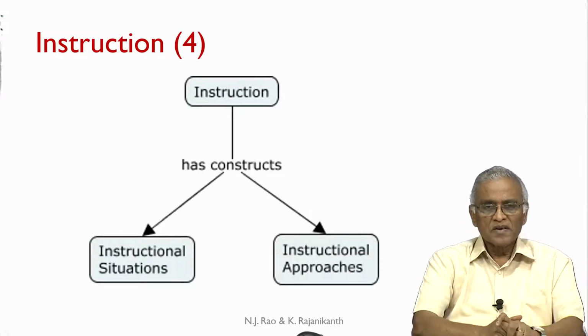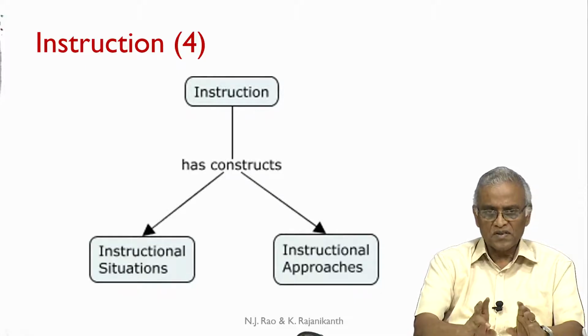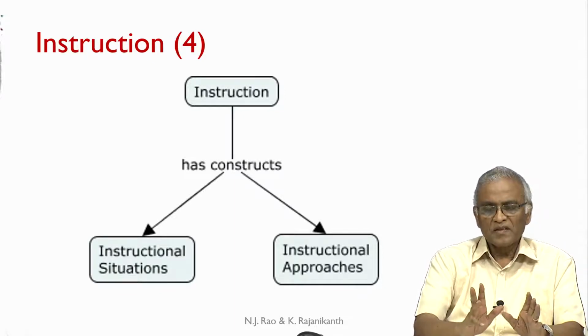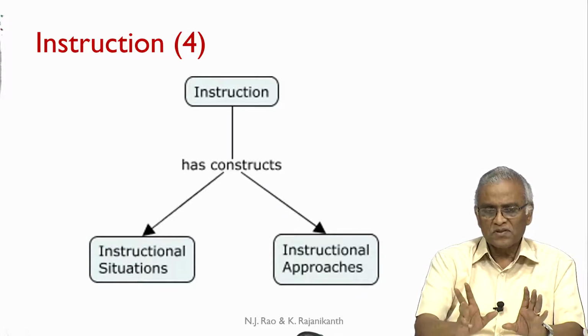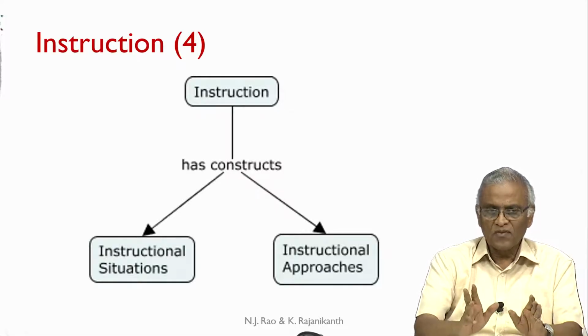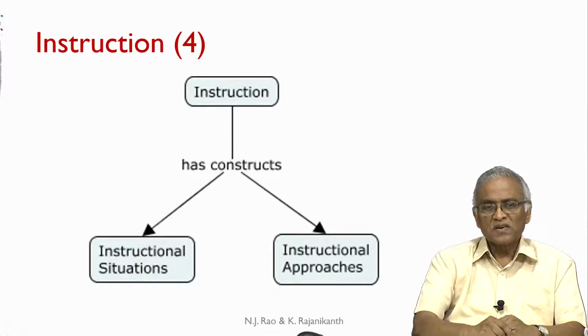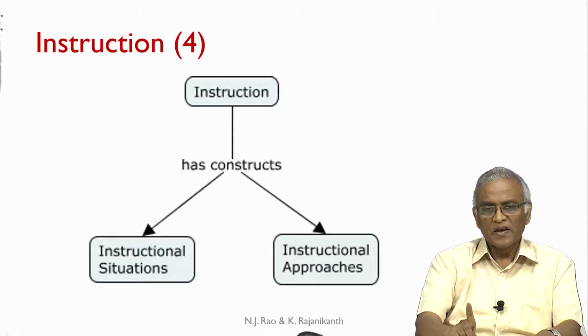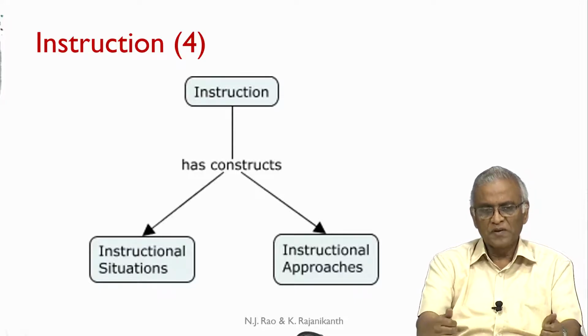Now instruction has two constructs, because we are trying to somehow classify the various aspects of instruction. So once again, this is what we call a subjective way of classifying. Instruction has two constructs. One is instructional situations and the second one is instructional approaches. Each one will be further expanded.